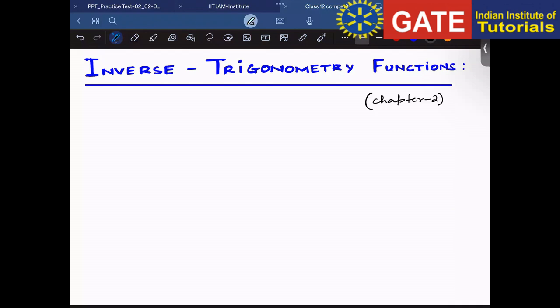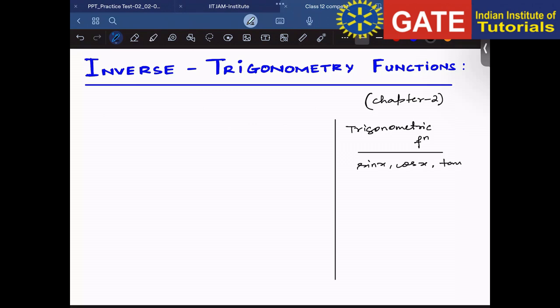In your previous class, class 11th, you studied about trigonometric functions. Correct? What were the basic trigonometric functions? Sin x, cos x, tan x, cot x, sec x, cosec x.